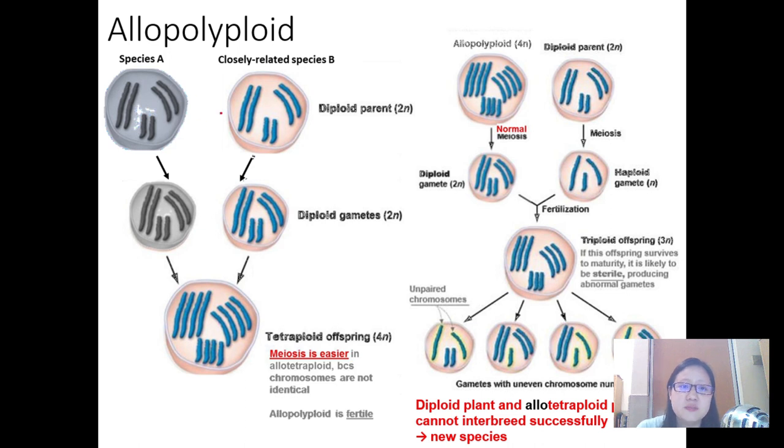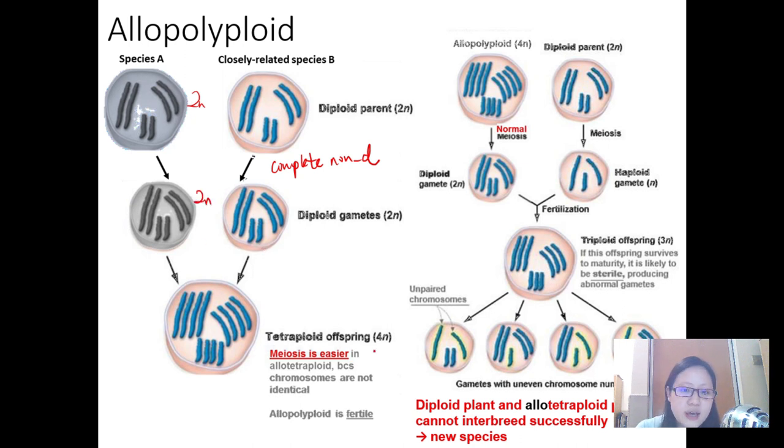The parent species are different. So this is species A. This is closely related species B. So different species, but quite close, okay? So they might be diploid, okay, and maybe complete non-disjunction occurs again, and this results in diploid gametes.